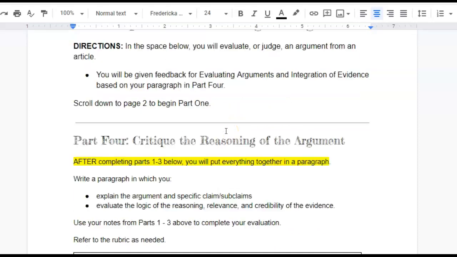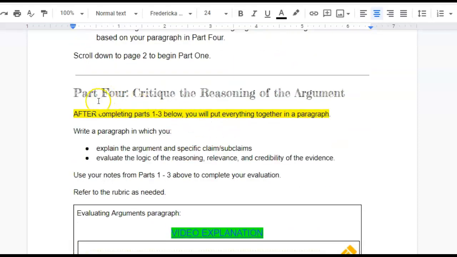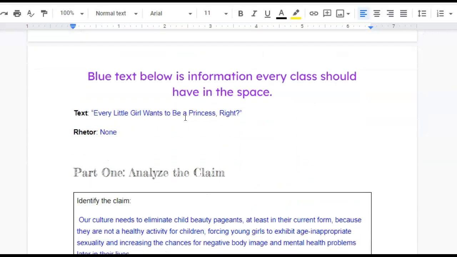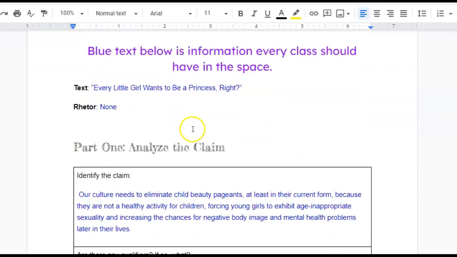On your document, part 4 is at the top, but you're going to complete this after you have completed parts 1 through 3 below. So we're going to scroll down to part 1. This document already has our information that we covered together in class. Your instructions here say the blue text below is information every class should have in the space. So we use the information in our model text to complete this area.